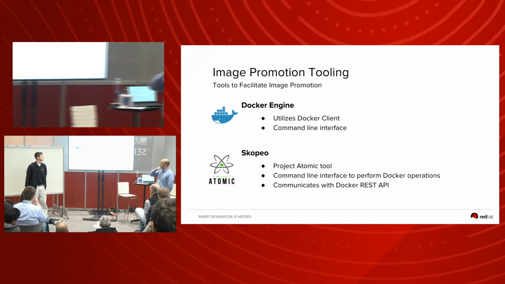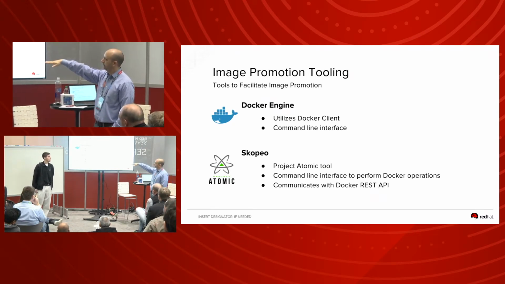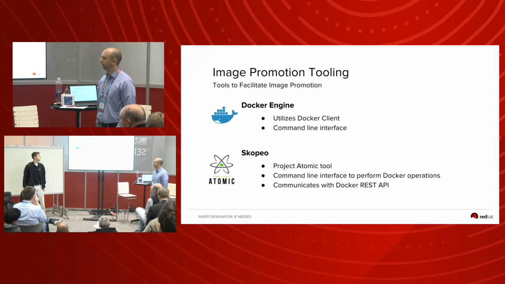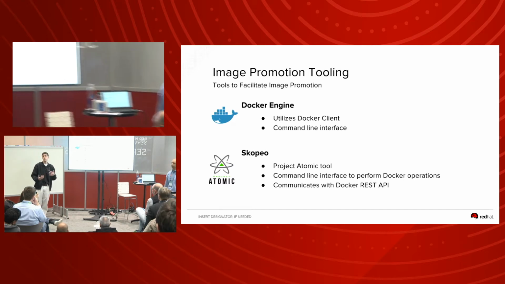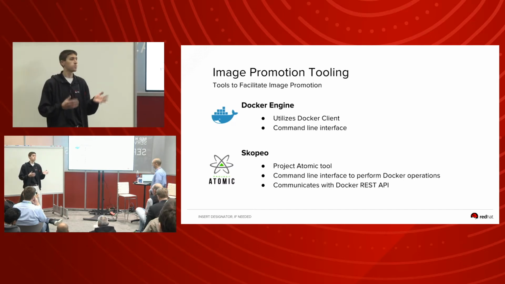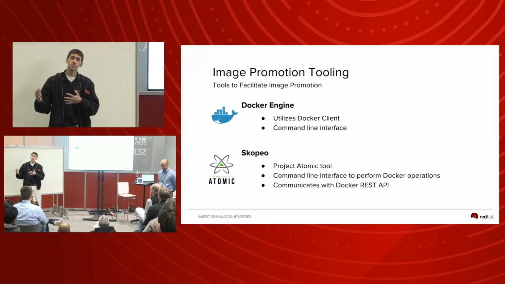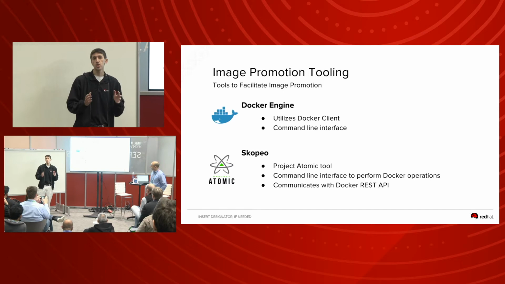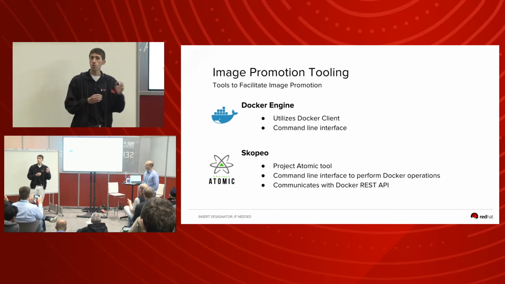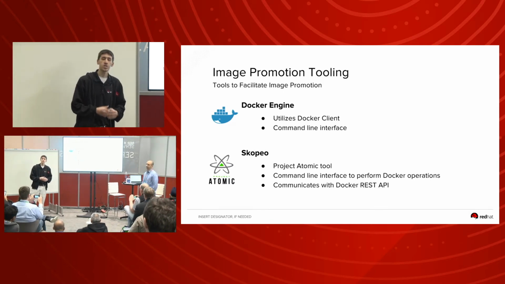So we have here a couple of tools that we can use to do image promotion. Typically we emphasize the use of two tools to promote between either multiple projects in OpenShift, or typically multiple clusters of OpenShift. So you want to go from a non-production environment to a production environment. We're going to use two different tools to actually facilitate that process.